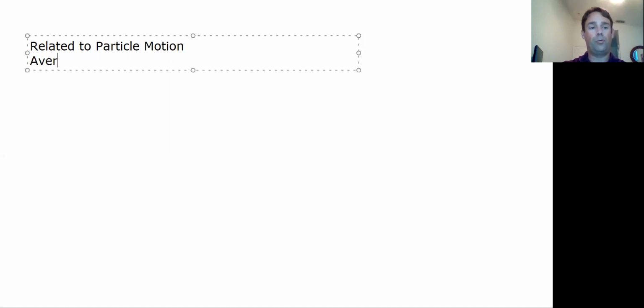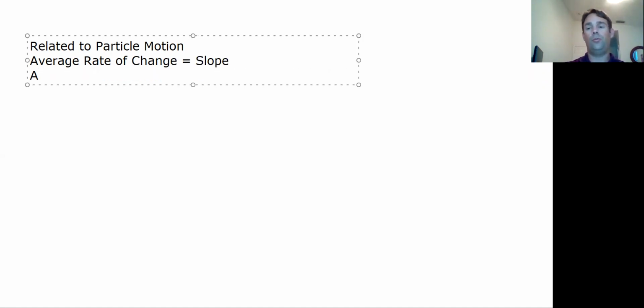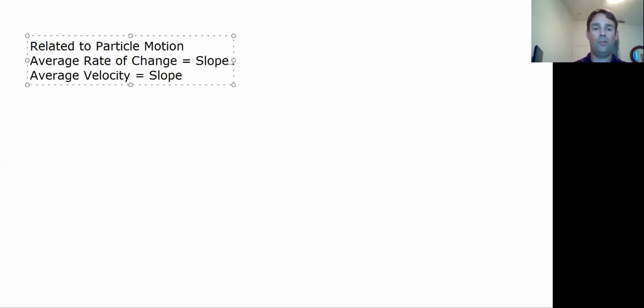So first up, again, quick review. Average rate of change. Well, that's slope. And for our case, in particle motion, we're dealing with position and velocity and acceleration. So we'd say the rate of change for a particle motion would be velocity. So average rate of change is slope, therefore average velocity is slope.